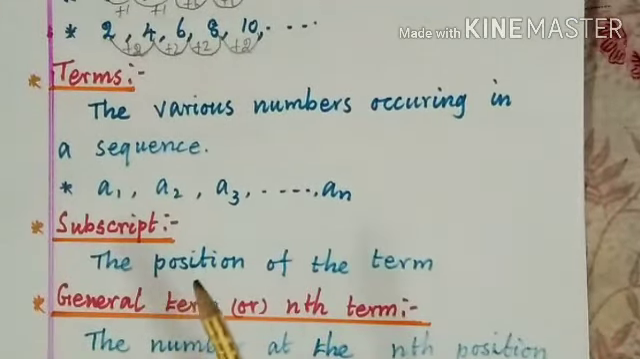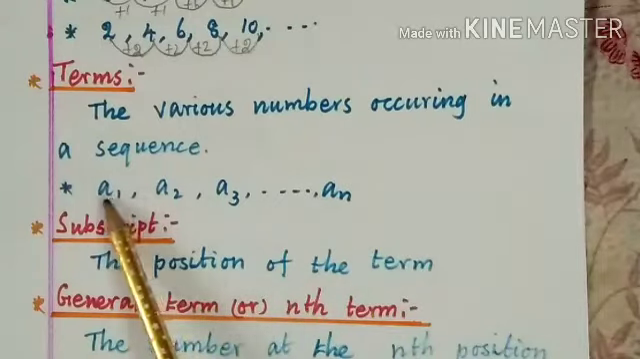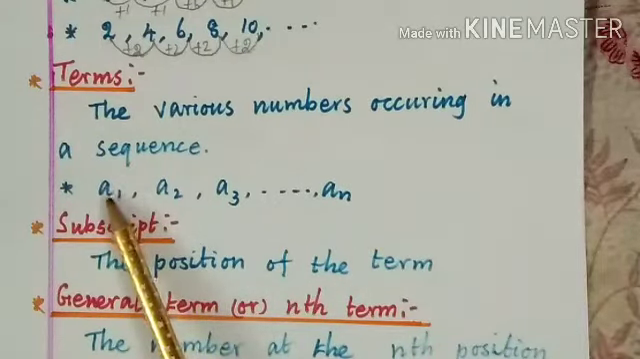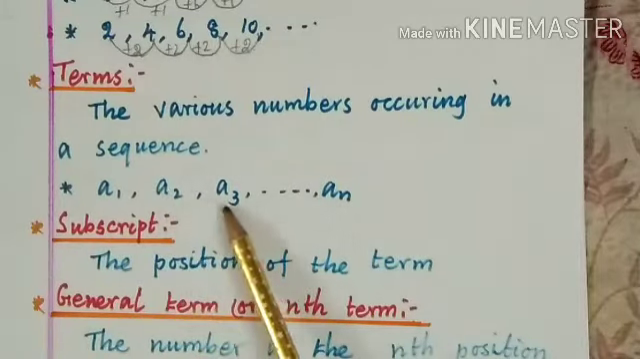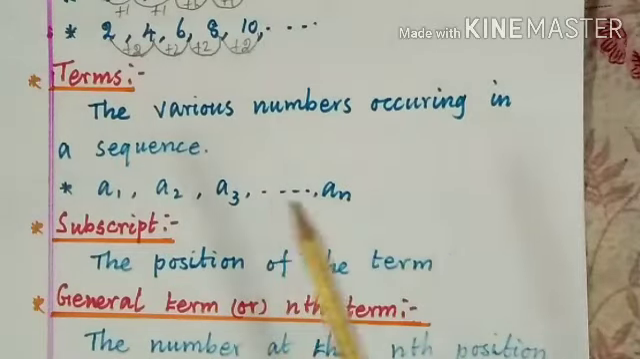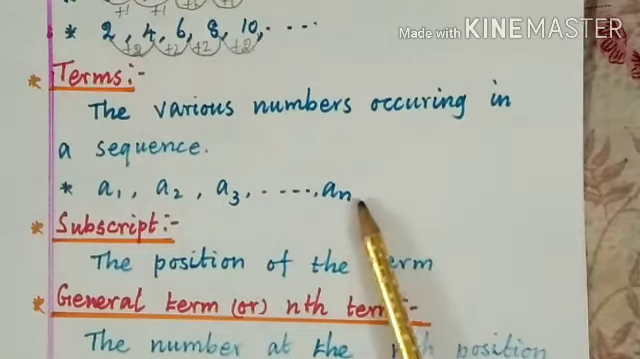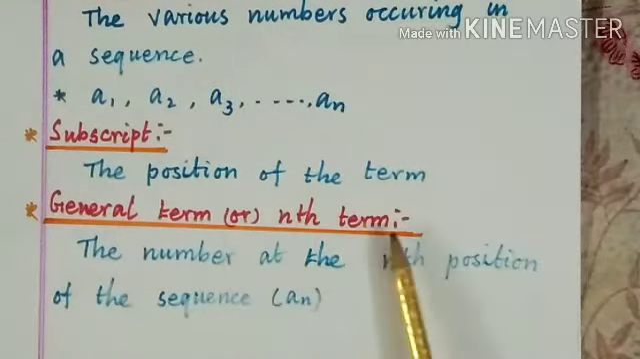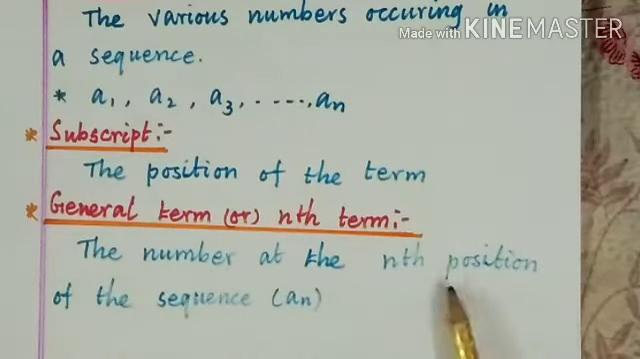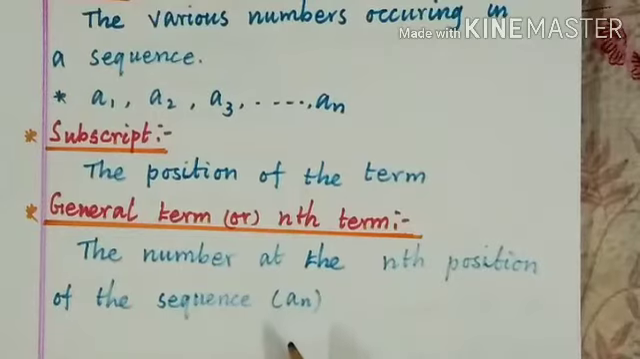Next heading, subscript: the position of the term, which means the place of the term. This is the subscript. So a1 indicates the first term, 2 indicates the second term, 3 indicates the third term, n indicates the nth term. Next heading, general term or nth term. The number at the nth position of the sequence is an. That is, the last term we call the nth term.